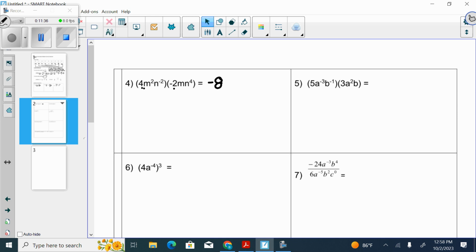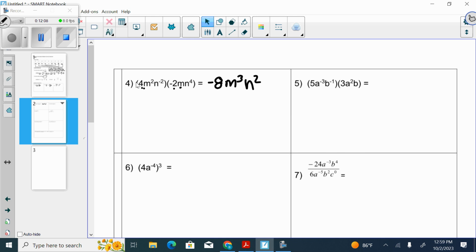This m has an exponent of 2. What's the exponent for this one? 1. So 2 plus 1 would give 3, so I got m to the third. Okay, for n, I've got negative 2 and 4. What do I get when I add those? 2. So I'll have n squared. And that actually got rid of my negative exponents for me, so I don't have anything else I have to do. Okay. The only time you would have to do something more is if you still had a negative exponent. Then you'd leave it. Okay.